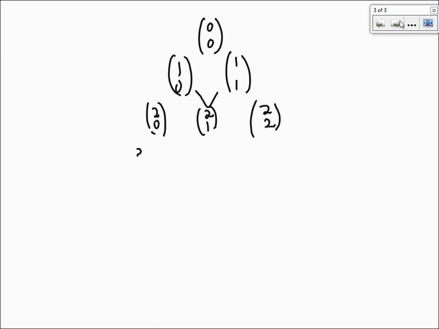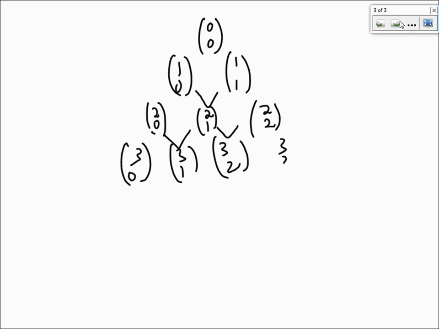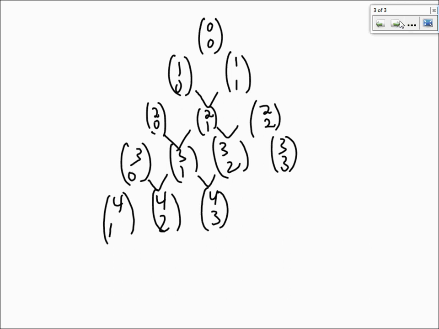And then 3 choose 0. These two add up to 3 choose 1. These two add up to 3 choose 2. And we end up with 3, 3. 4, 1. These two add up to 4, 2. These two add up to 4, 3. These two add up. This should be 4 choose 0.